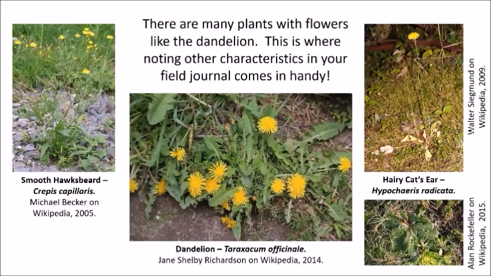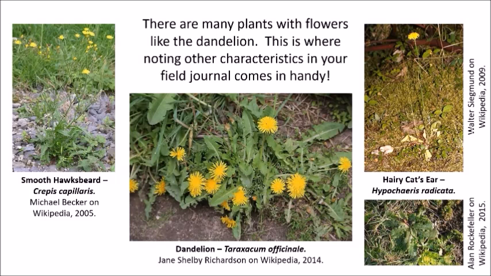So sometimes the flowers are so similar that other characteristics are necessary to identify the plants. And so the aster family is a great example. There's a lot of different flowers that look like dandelion, but they're not. And so in your journals, it's also a good idea to capture other data about the plant.